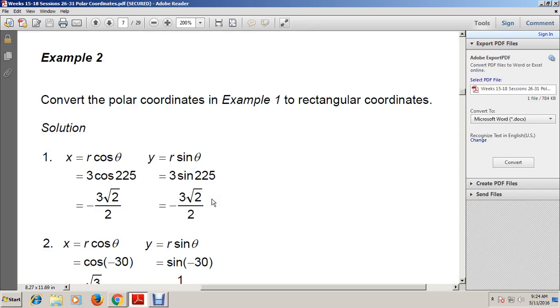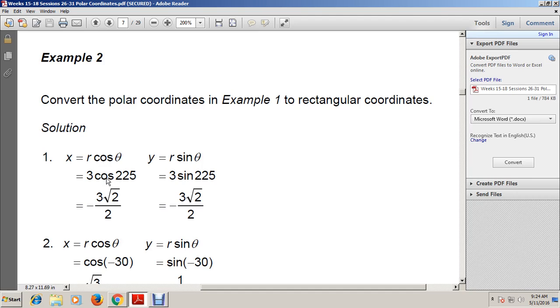Okay, so in this example, convert the polar coordinates in example 1 to rectangular coordinates. So x is equal to r cosine theta, y is equal to r sine theta, and r is given as 3, and theta is 225 degrees.